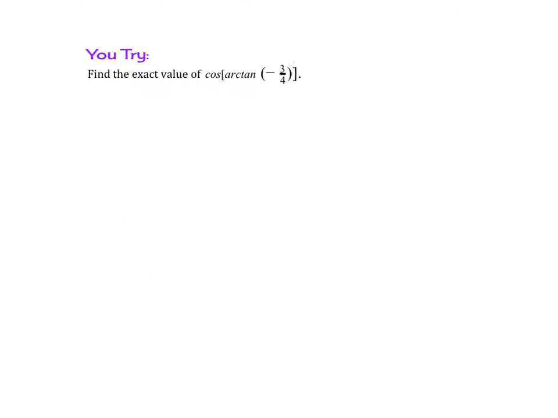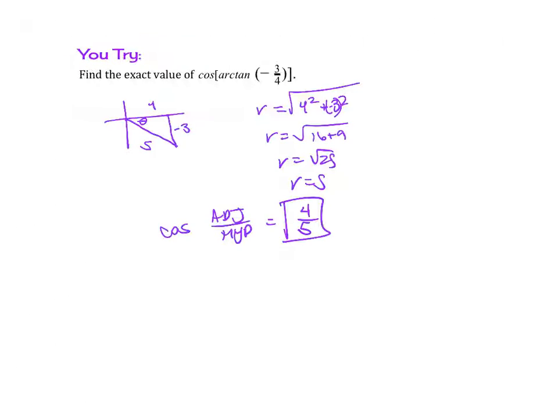Try this next example. Find the exact value of cosine of arctan of negative 3/4. Trying this out, you see that you have arctangent. Tangent is opposite over adjacent, so opposite is negative 3, adjacent is 4. Then you find the hypotenuse, and that is 5. Cosine is adjacent over the hypotenuse, so therefore it is 4 over 5.